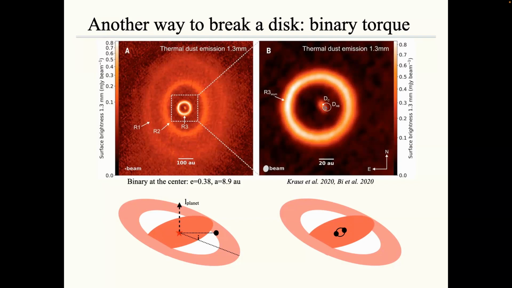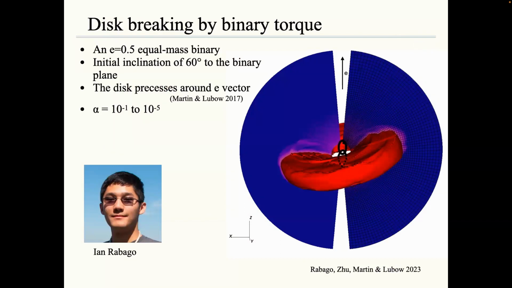So we studied this again using a fluid hydrodynamic code. This is done with Ian Robaco, a graduate student at UOB. He's an excellent student and he's graduating next year, so he's looking for postdoc positions. We are studying disks with an equal mass binary, but in the polar configuration. Overall, the disk will precess around the binary.